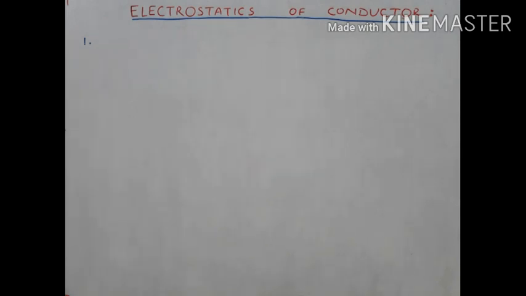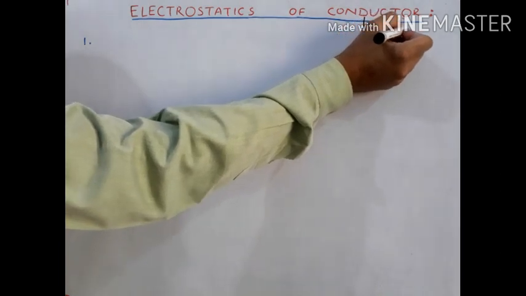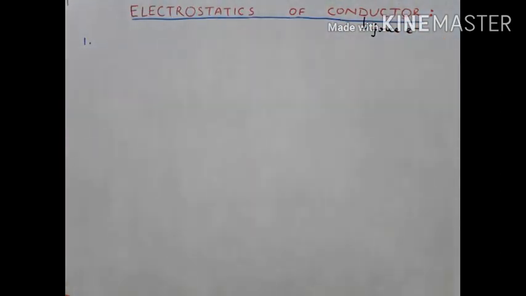Today, we shall be discussing some basic properties pertaining to the electrostatics condition of conductors. Before discussing this topic, conductors and insulators, students, you should know what is the basic difference. So these conductors, they have large number of free electrons. Now what is the meaning of free electron?